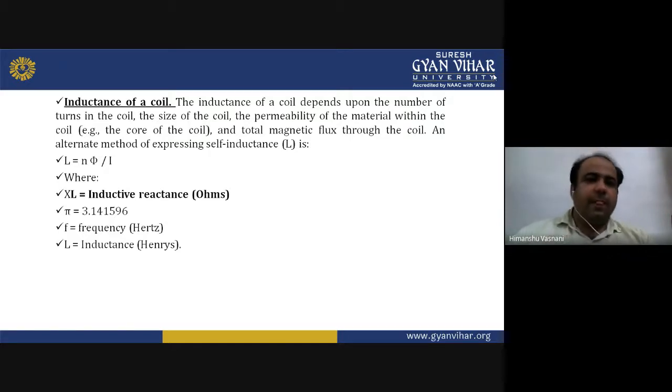The inductance of a coil depends upon the number of turns in the coil, the size of the coil, the permeability of the material within the coil, and the total magnetic flux through the coil. These are the factors on which the inductance depends. The formula is L = N phi / I.